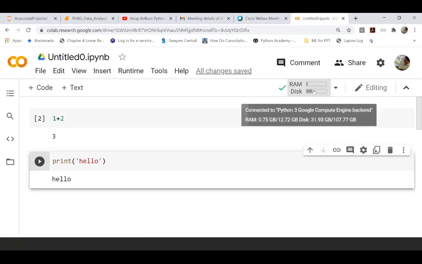See here, it comes here. It provides 12 GB of RAM. Sorry, no, GPU is not there. I think the RAM is 12 GB and the disk space is 107 plus 31 GB occupied. So nearly 150 GB, you can say something like that.